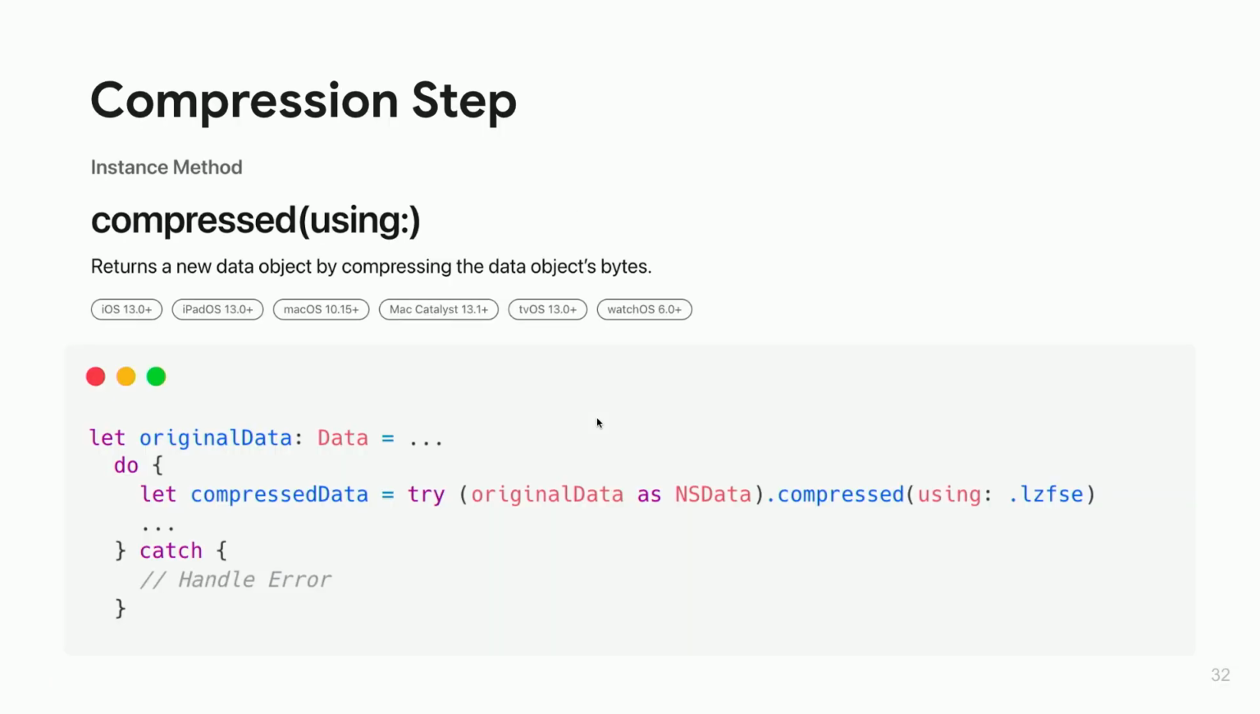So let's review the compression step. This is interesting. We are using this compress method on NSData. It's pretty simple to use. You just have some data, like this original data, we map that to an NSData and access the method directly, and we just provide the algorithm that we want. In this case, it is LZFSE that we were talking about earlier.